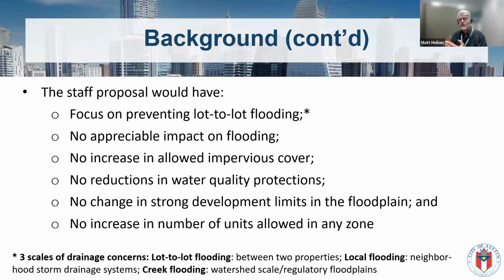Even as we still urgently need to address those issues which do exist. And so that leaves us with the very smallest scale, which is lot-to-lot flooding. As we look at these projects or any project, if you build one house, you can create issues. You can build a fence, you can create issues for your neighbor.